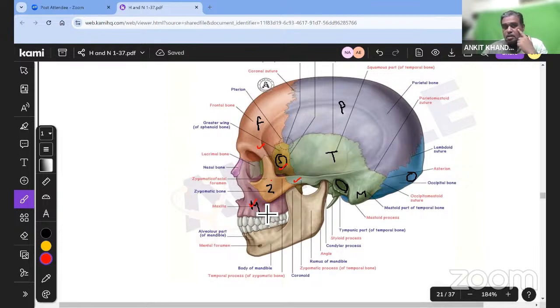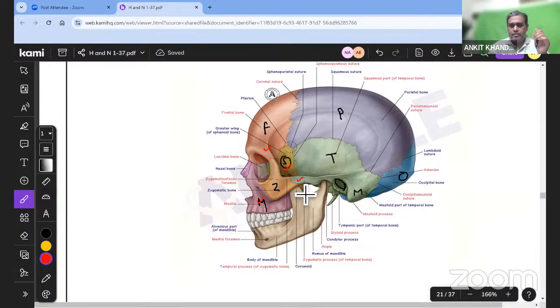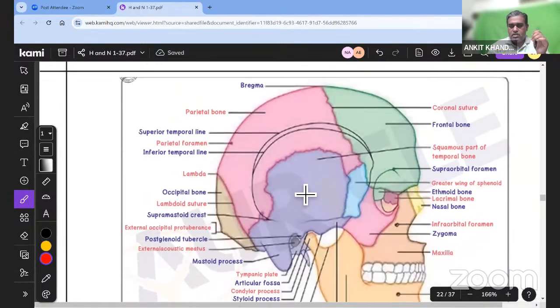This is zygomatic bone over here, right? This is zygomatic bone over here. Okay. So there's a zygomatic bone over here, right? So that is a prominent bone on this side. Fine. Okay. Fair enough. So there's again a diagram.